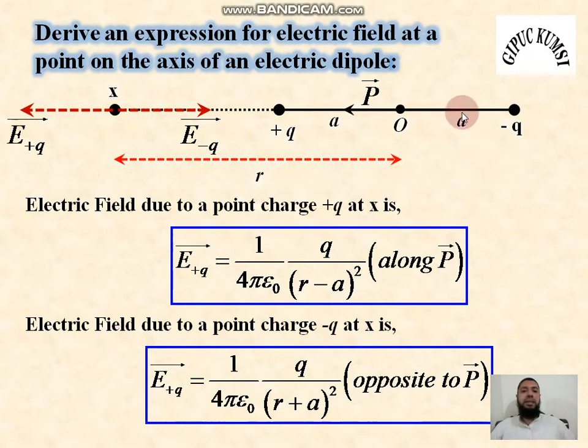r plus a. Therefore the total distance is r plus a whole square. Then the electric field due to the negative charge minus q, E minus q, is given by 1 by 4 pi epsilon naught q by r plus a whole square. The direction of E minus q is opposite to the dipole moment.